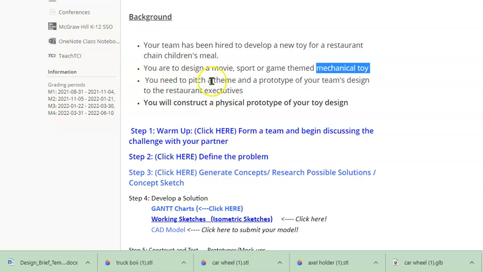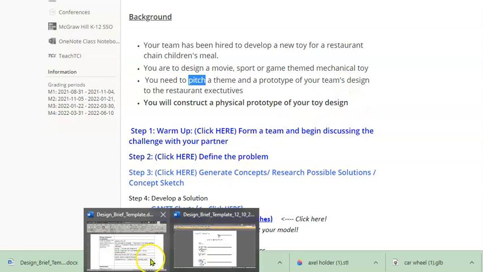Wow. Anything else they snuck in there? We need a pitch to your exhibit. Okay, pitch. What's a pitch? Oh, a sales pitch. Oh, okay. We need to be able to convince. We're going to have to present this. And we need to construct a physical prototype of your toy design. So let's go on back to our design brief and see where that puts us.